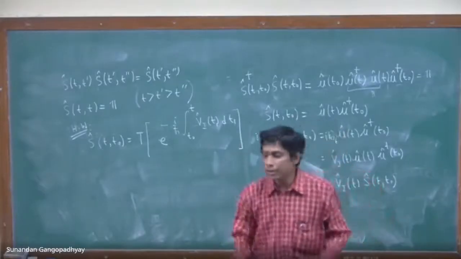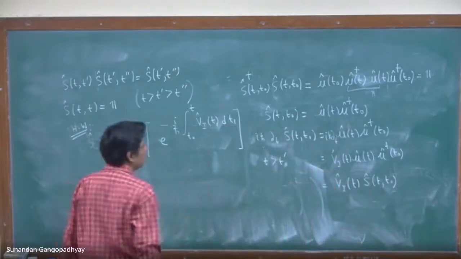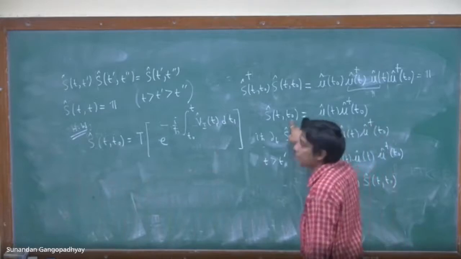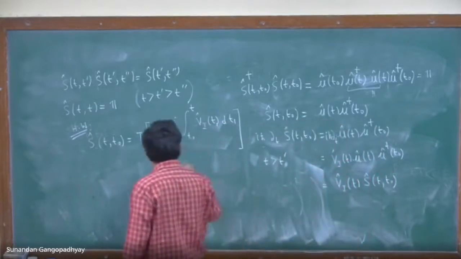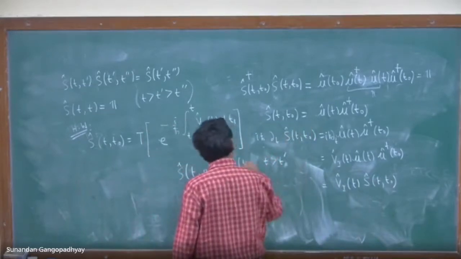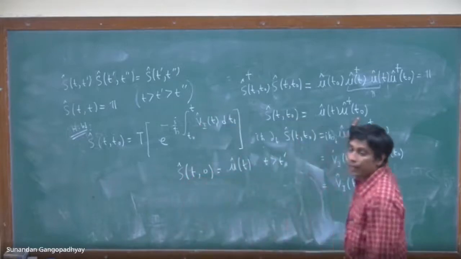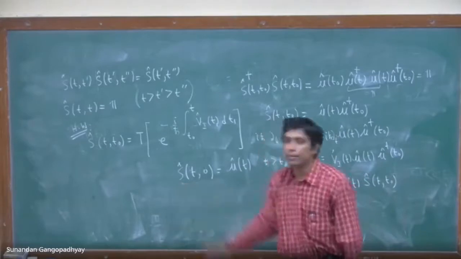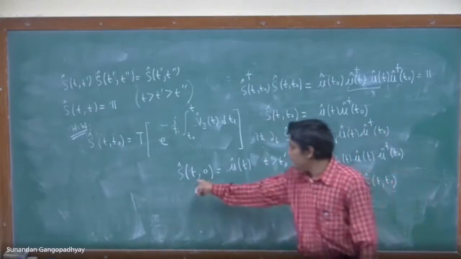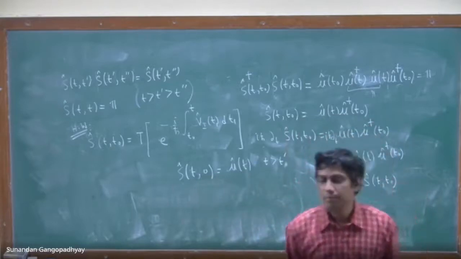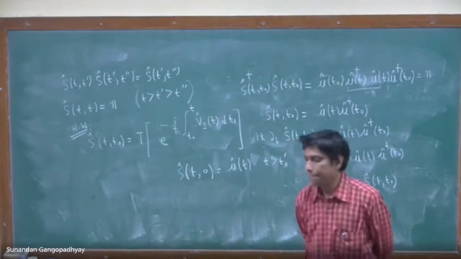See, another property that I would like to give you. You can see what is the precise relation between S and U. You just put t naught equal to 0. Then what will happen? S at t comma 0 is U hat t, U dagger 0. U dagger 0 is what? Identity operator. This is the relation between the unitary operator U and S hat. S hat t comma 0 is nothing but U hat t. Okay? Okay, sir.